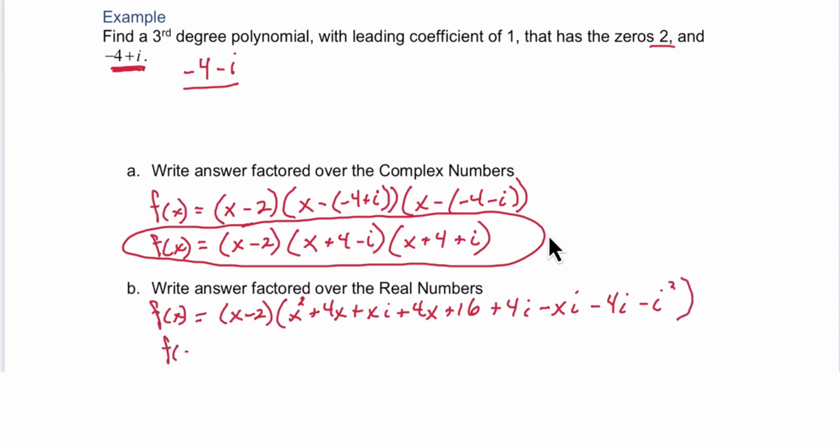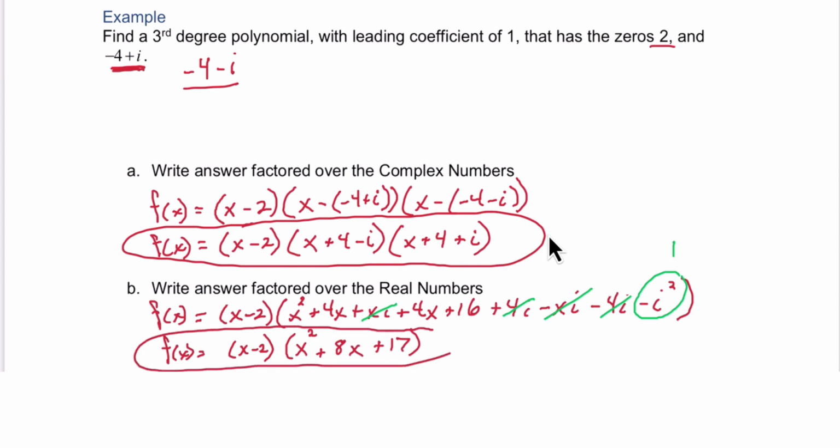Now we can go through and simplify again. At this point, terms that have an i should go away. xi and minus xi add to 0. 4i and minus 4i add to 0. And then this negative i squared is really -1, or +1. So simplifying once again, we have x squared plus 8x plus 17. And now we have the polynomial factored over the real numbers.